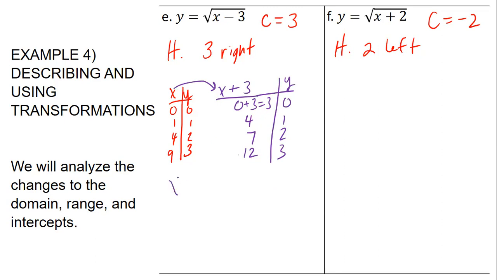So now my domain, what is my domain? Where do my x's start? 3. So x is greater than or equal to 3. What is my range? It's y is greater than or equal to 0. Where's my intercept? (3, 0). Remember, your intercepts are where your x and y equal 0, right?